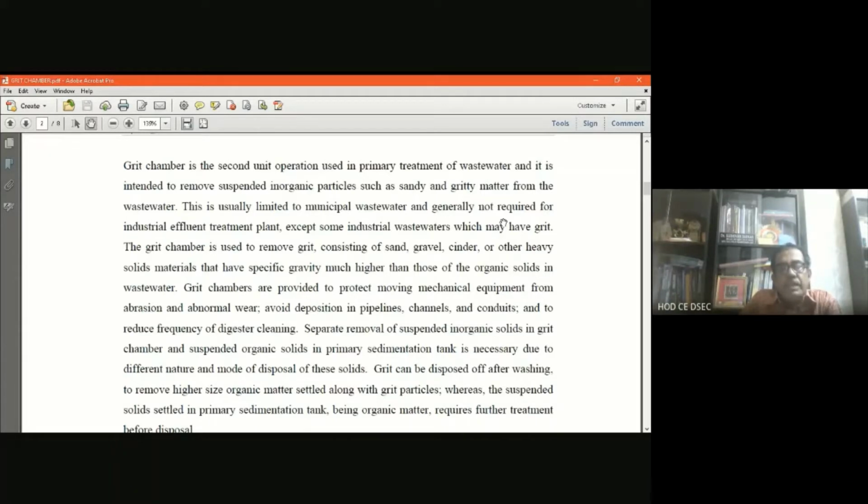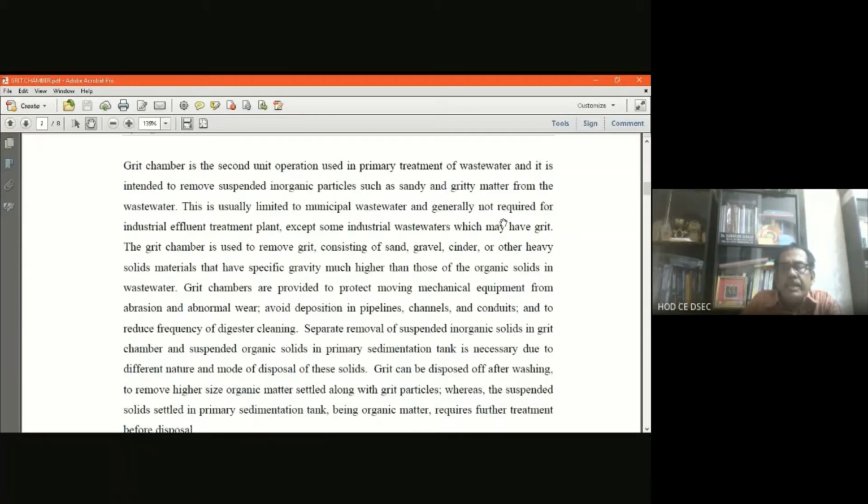So after screening, when the floating and suspended materials are arrested, our next objective of the treatment is to arrest the grit particles in the grit chamber. So this is the second unit operation of the preliminary treatment process. It is also a physical operation, because gravity settlement takes place.